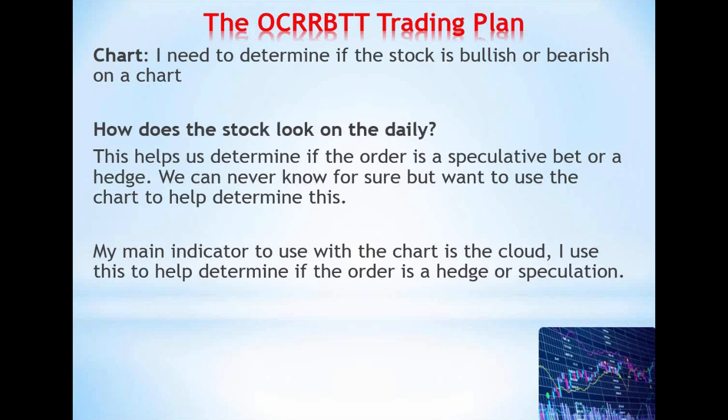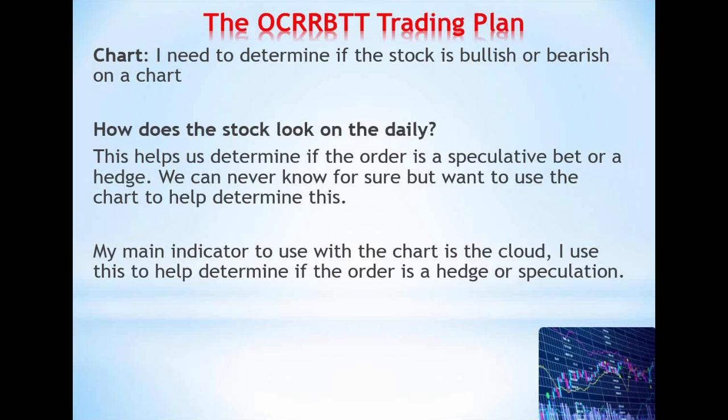My main indicator to determine whether or not the trend would indicate it's a speculative bet or a hedge is the Ichimoku Cloud. So this is very simple. If I see bullish equity options trades hitting the tape and the chart is very bullish, well then I'm more likely to think that it's a speculative bet rather than a hedge. If I see bearish orders hitting the tape and I look at the chart and I see that it's very bullish, well then I say, hey, it's probably a hedge. Puts are probably being bought here against someone's long stock position.